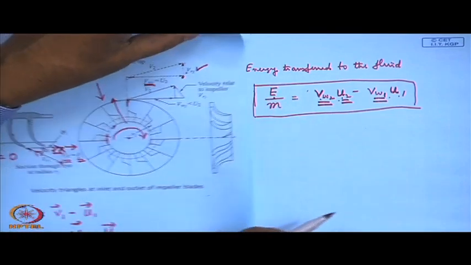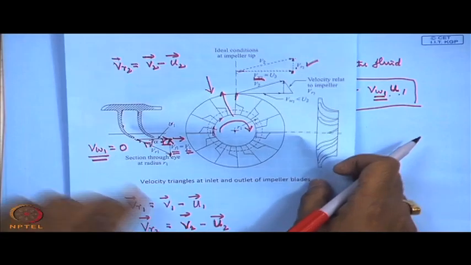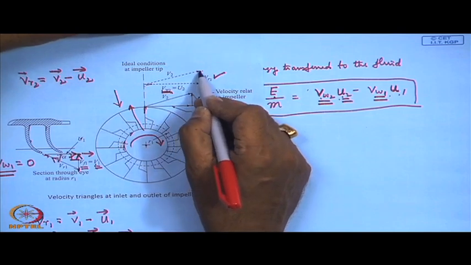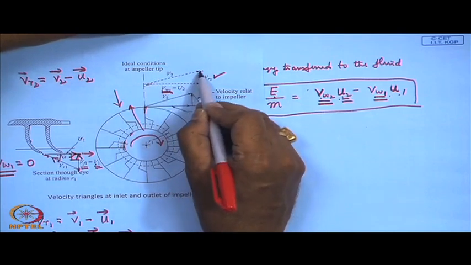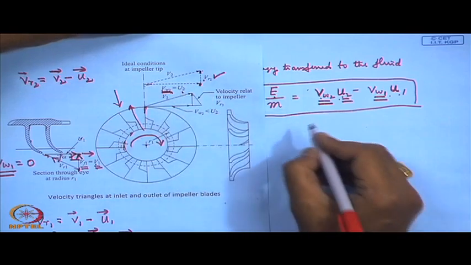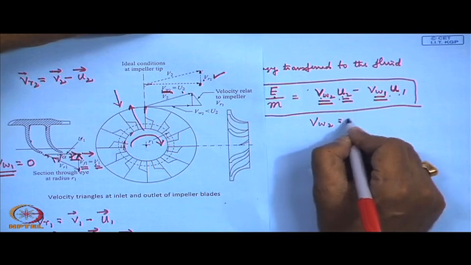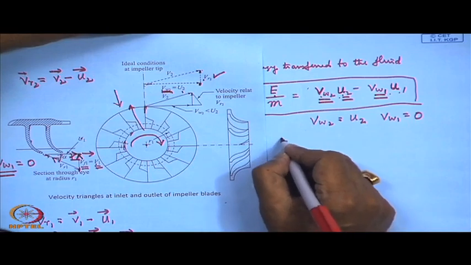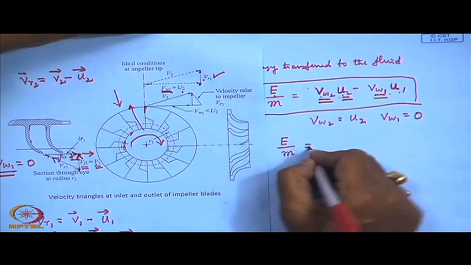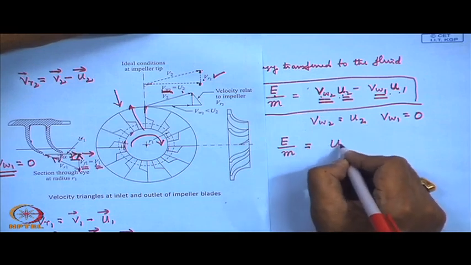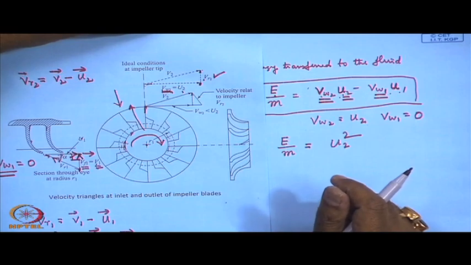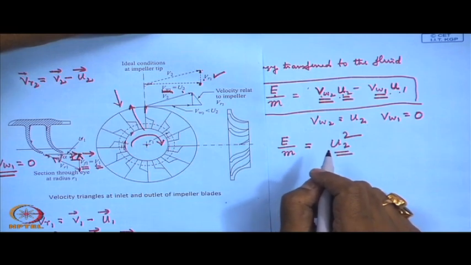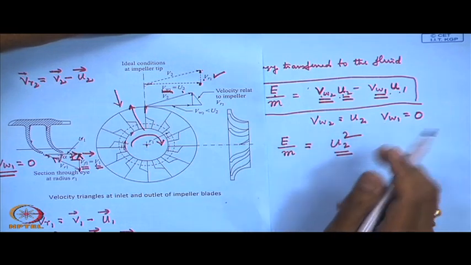Now, in this case VW1 is 0, and VW2 at the outlet, since the relative velocity is radial, the tangential component of the absolute velocity equals U2. So, in this case VW2 equals U2 and VW1 equals 0. Therefore, the energy given per unit mass of the air can be written simply as U2 square. So, U2 square is nothing but the energy given by the machine to the air per unit mass. Thank you.